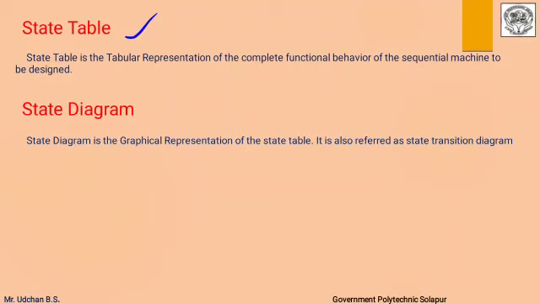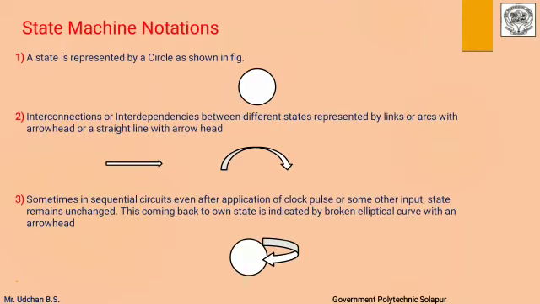We will come to know exactly what the state table and the state diagram are in the next slides. First, we will see the state machine notations which we have to follow while drawing the state diagram for a particular Mealy machine or Moore machine from its state table.